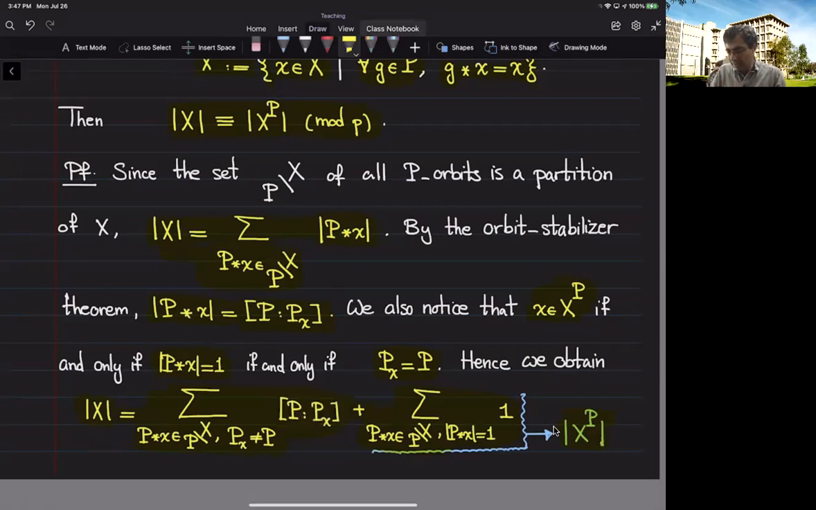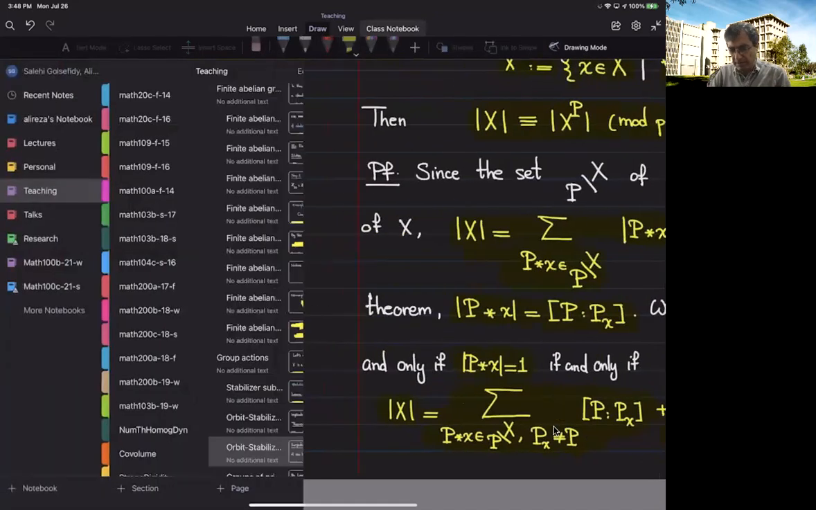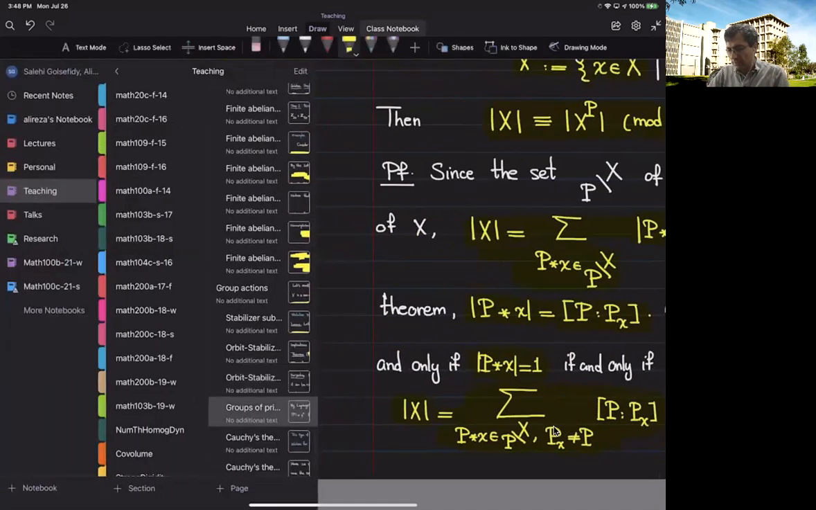Now, these are divisors that are not 1 because P sub x is not supposed to be the entire P. Its index is definitely at least 2. So this is a divisor of p to the n which is not 1, and therefore it's a multiple of p. So all these terms are multiples of p. So that's it. The cardinality of X minus the cardinality of the fixed points of P is a multiple of the prime number p. And that completes the proof of this claim. But let me write down some of the details again and go through the written notes.